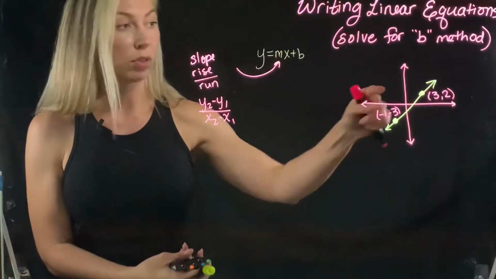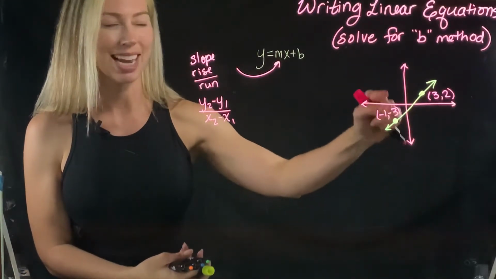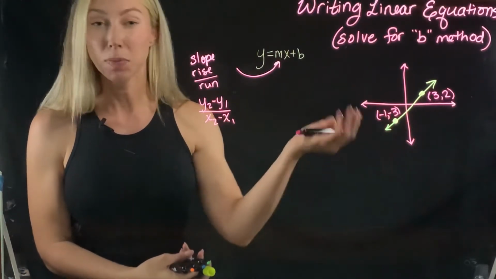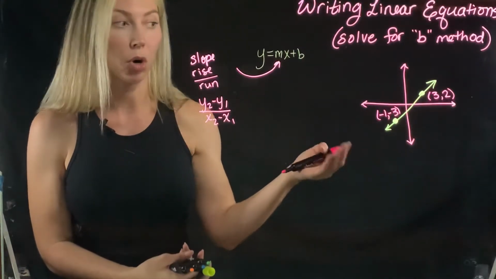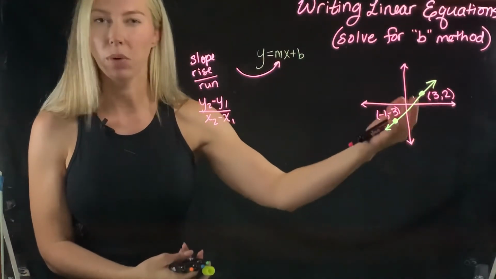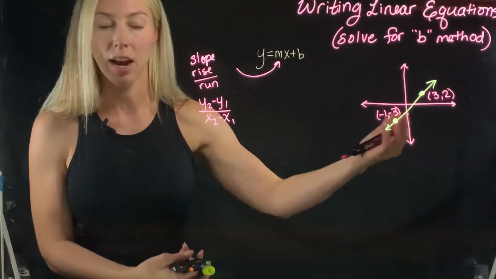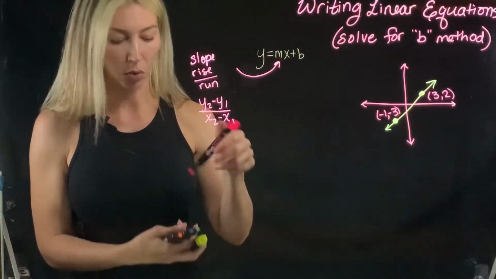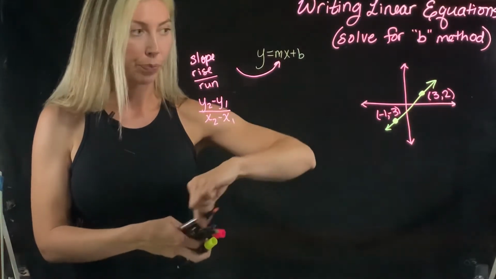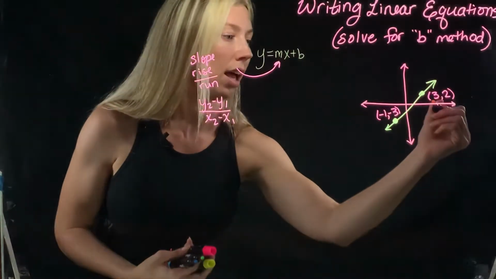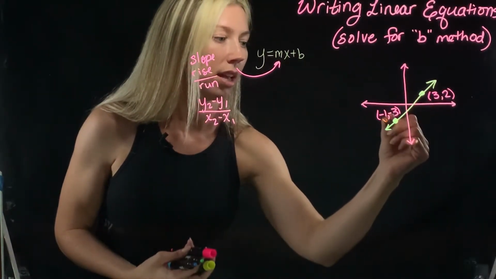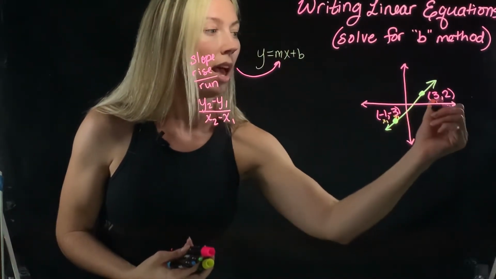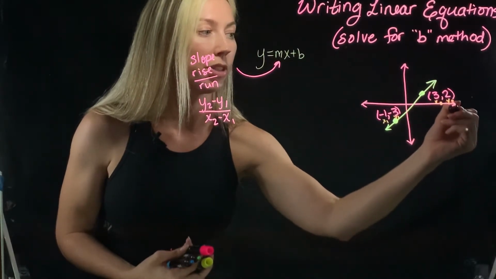Because I don't have grid lines here, it's not as easy for me to count. And just because sometimes you're going to be given a problem where all they give you are the coordinates, it won't even have a graph that goes with it, I'm just going to plug it in to this formula. So let's call this x1, y1, and let's call this x2, y2.